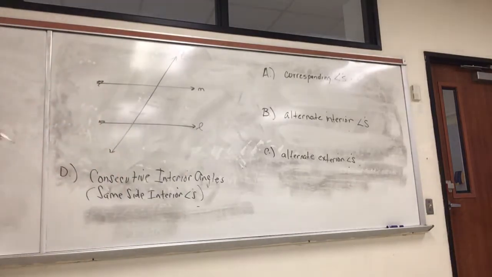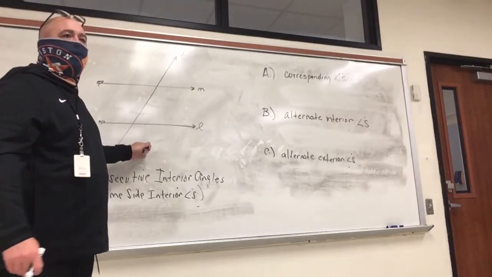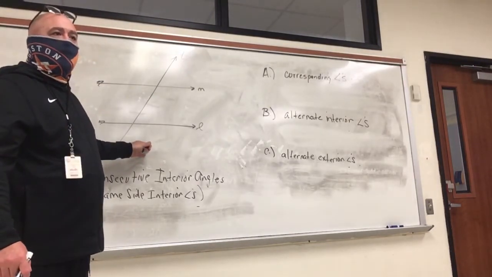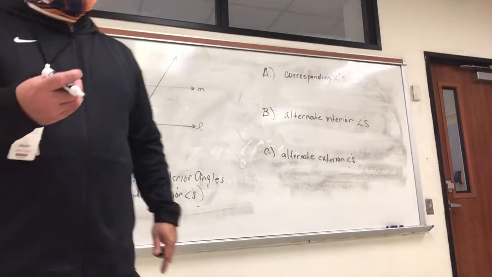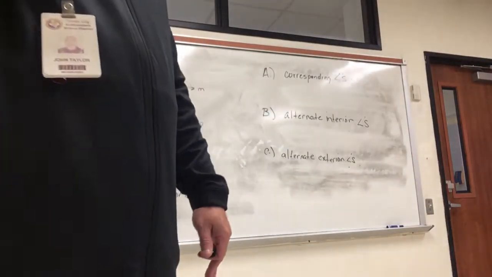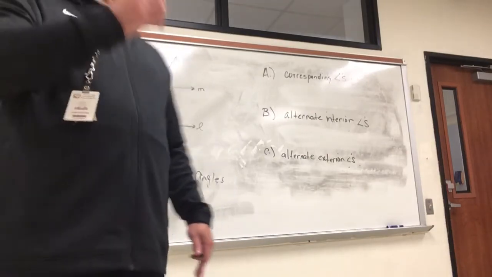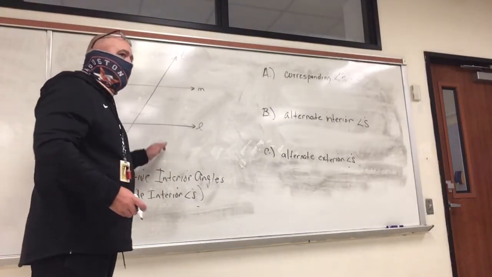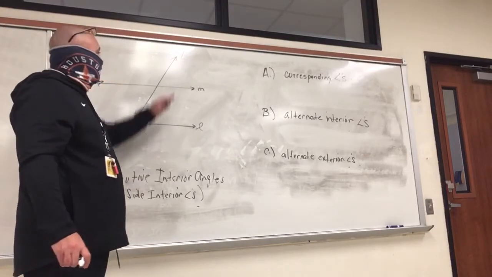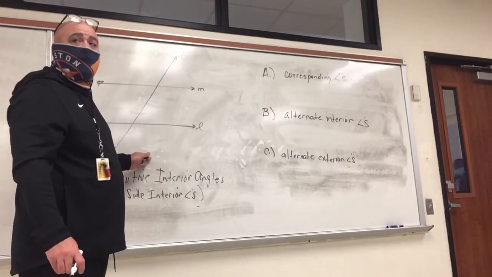Now that fits the definition of a transversal. It is a line that intersects two or more parallel lines. So it's intersecting two or more parallel lines here. It doesn't form 90-degree angles. It can, however. So a perpendicular line can also be a transversal. But in this case, it is not perpendicular. It is just a line that dropped through two parallel lines.